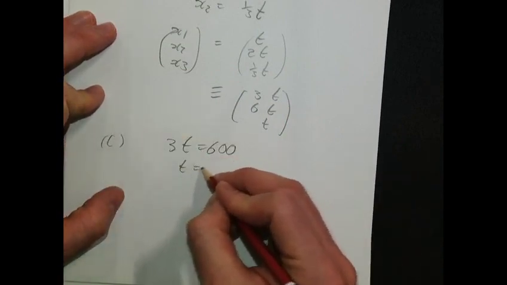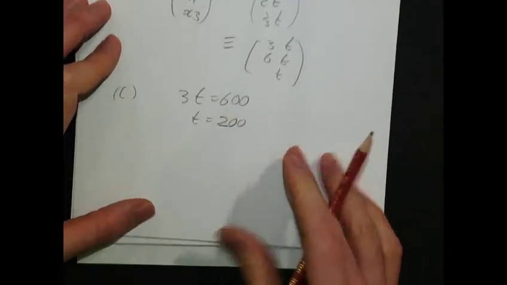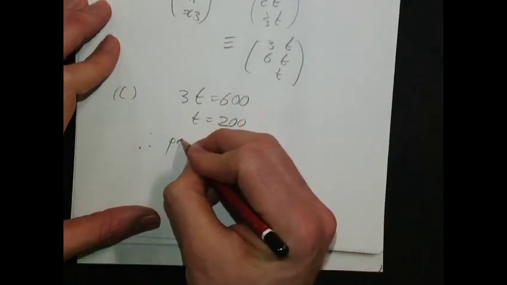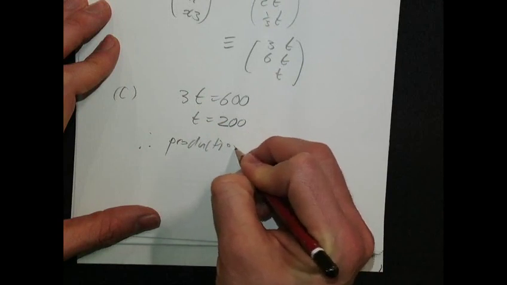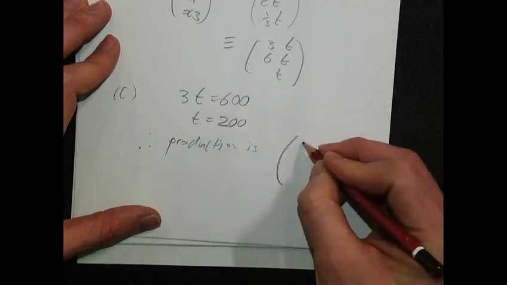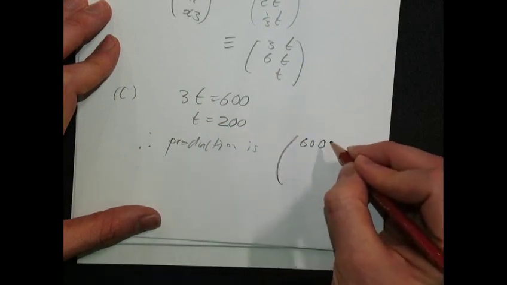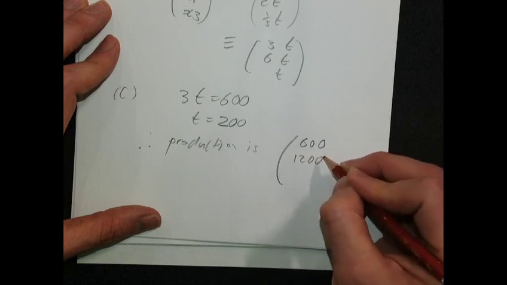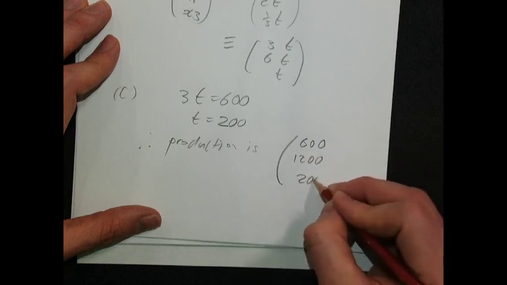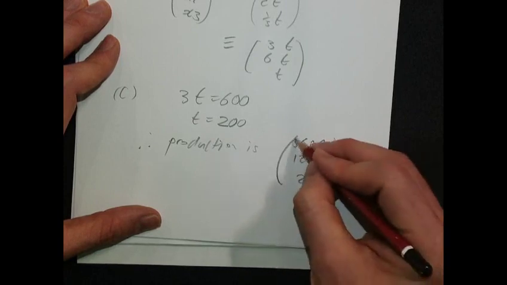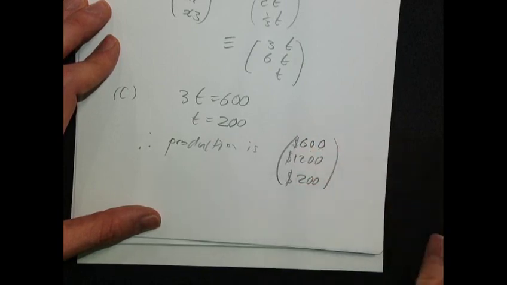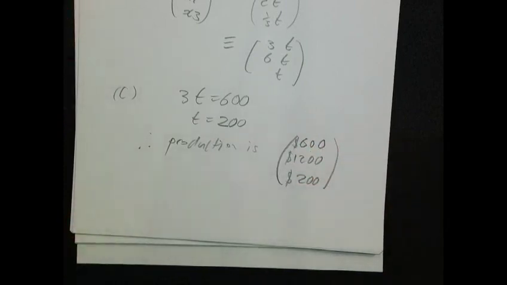Which means that t must be 200, and so therefore the production is 3 times 200 is 600, 6 times 200 is 1200, and 1 times 200 is 200. Like that. They could technically tell you any one of the sectors and you could figure out what the other ones were. And that's closed models.